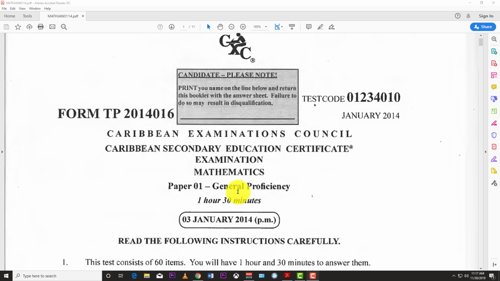Today we have the January 2014 Math Paper 1. So that's Math Paper 1 from January 2014 for CSEC.